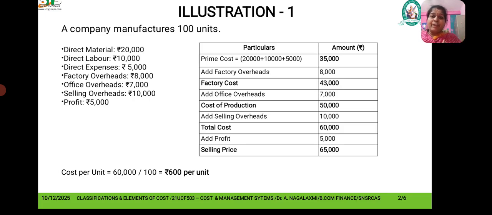Now we are going to find out the cost per unit. So 60,000 rupees is for manufacturing 100 units. What is the cost incurred for manufacturing 1 unit? That is 60,000 divided by 100. 600 rupees is the cost incurred in manufacturing 1 unit of a product. This is what is explained in this illustration 1. This is a simple way of preparing a cost sheet.